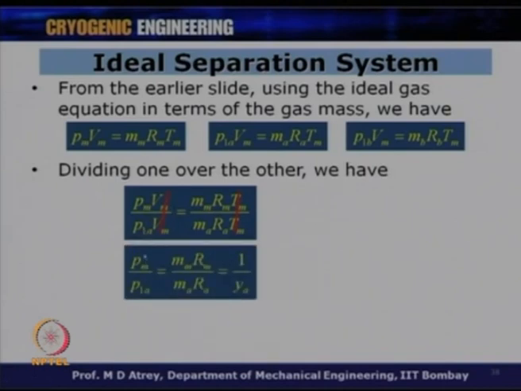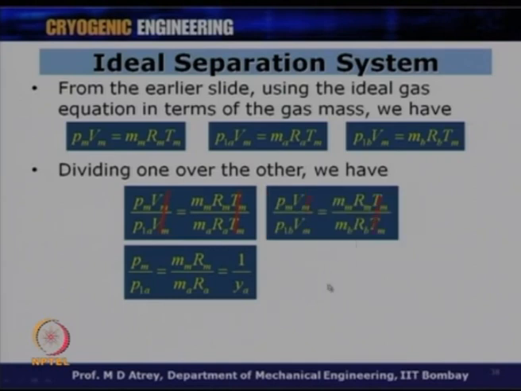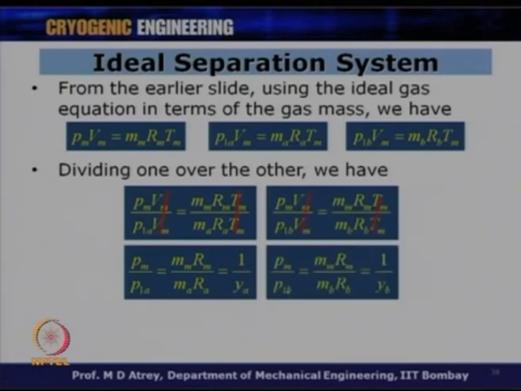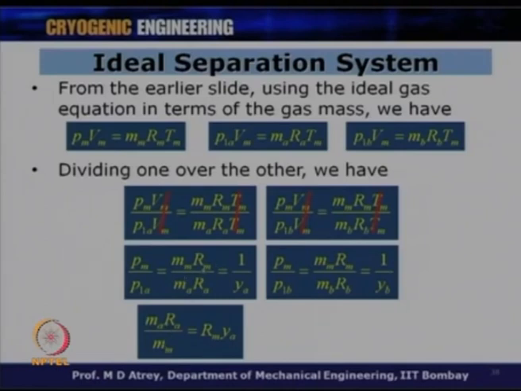What I get is Pm upon P1A is equal to mmRm upon mARA, which is nothing but 1 by Ya, because Pm upon P1A is 1 by Ya. We have just now earlier seen that. Same thing I am doing for gas B: Pm upon P1B is nothing but 1 upon Yb. So, what I get from here is 1 upon Yb. Ultimately, I will get mARA upon mm is equal to Rm into Ya. If I just rearrange this, I want an expression for this, which is what figures in my expression for work. Similarly for gas B.